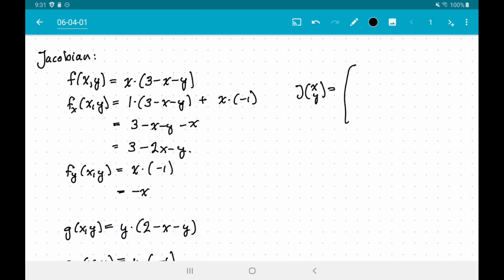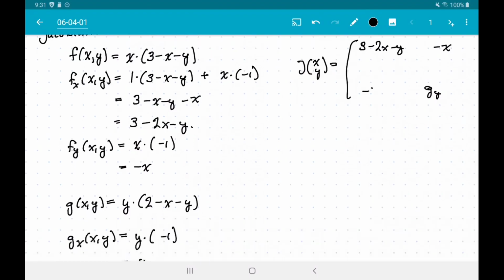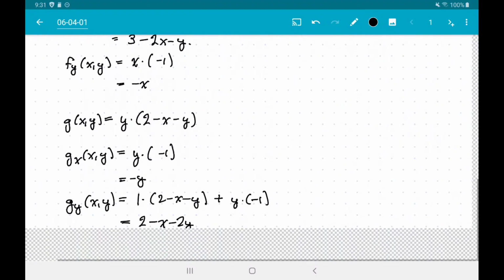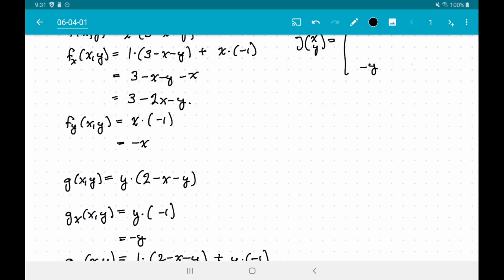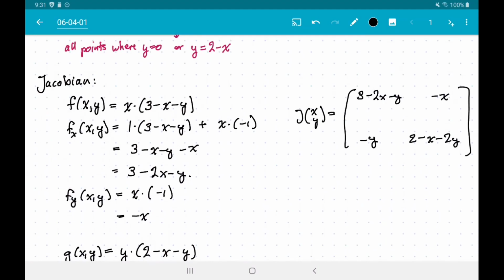Now let's write out the matrix. F sub x goes here, so f sub x, f sub y, g sub x goes underneath, and g sub y goes underneath on the right. Okay, f sub x is 3 minus 2x minus y. F sub y is minus x. G sub x is minus y, and g sub y, where did it go? 2 minus x minus 2y. Did I do that right? 2 minus x minus 2y, yes. Okay, so that is the Jacobian matrix.